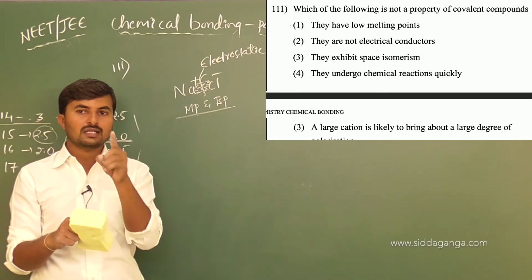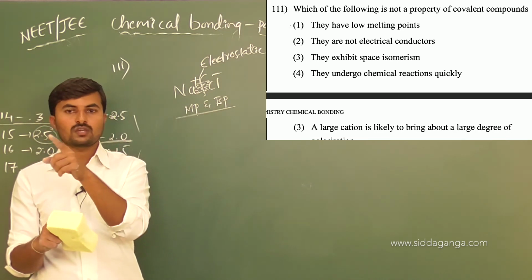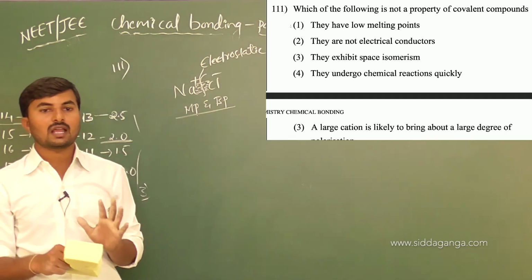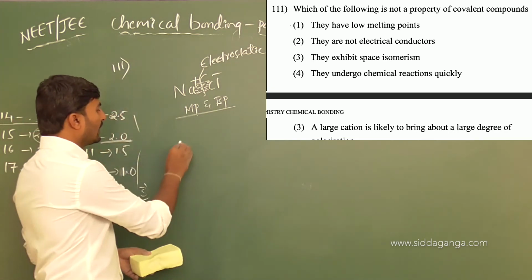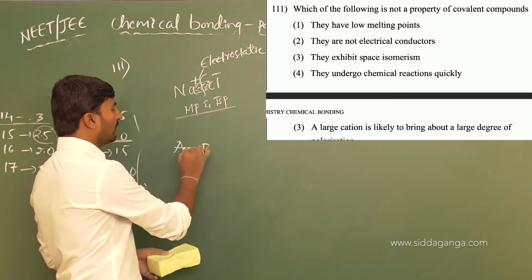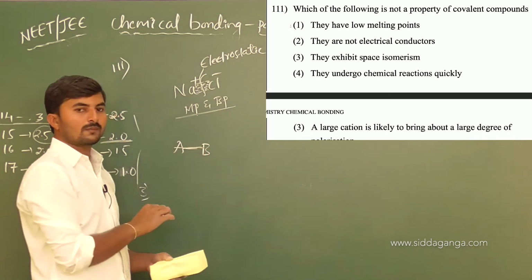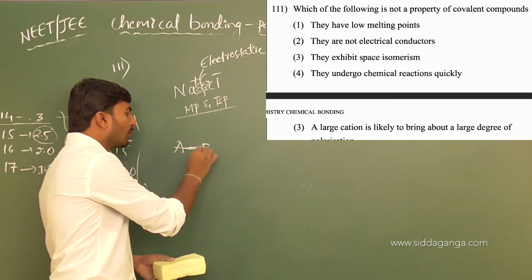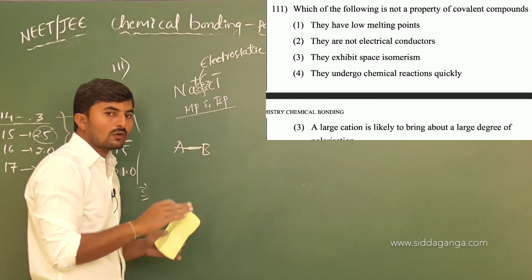The only nature that covalent compounds will not show here is that they undergo chemical reactions quickly. If a covalent bond is formed between two atoms, that is a stronger bond, so it cannot be broken very easily by giving a small amount of energy.